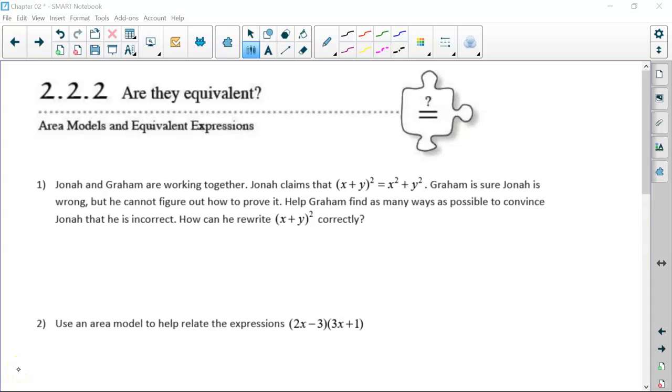Welcome to section 2.2.2. We're going to be talking about equivalence once again. So Jonah and Graham were working together. Jonah says that (x + y)² is x² + y². Graham knows he's wrong, and he's right. Jonah made the most common mistake.